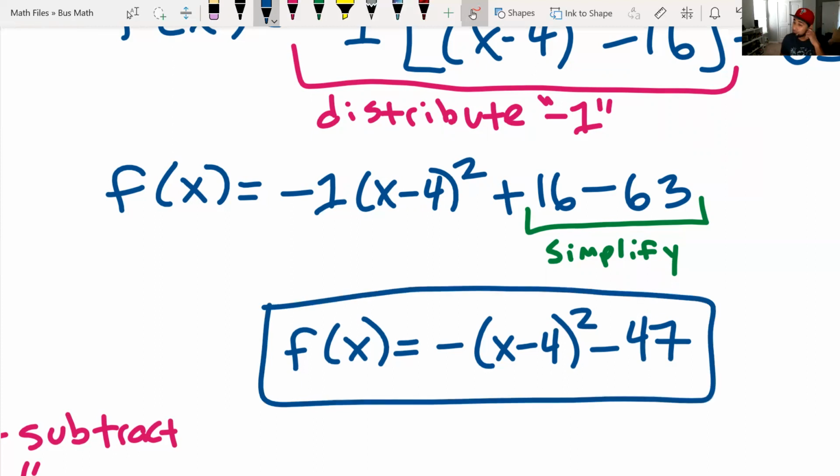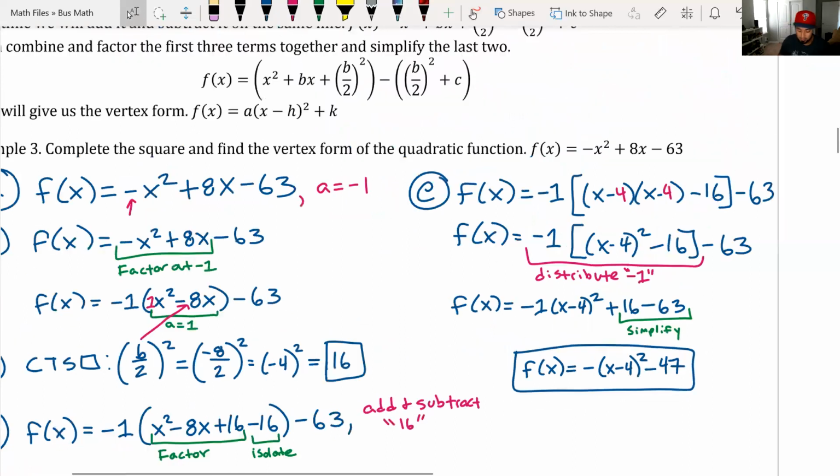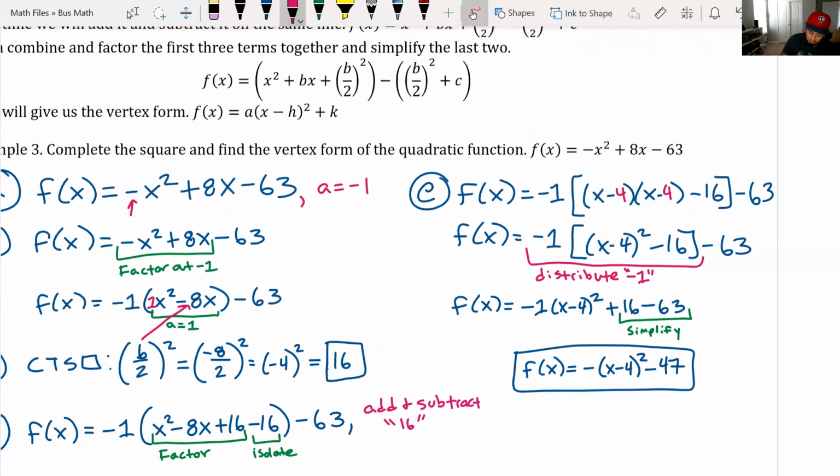And we now have taken the standard form of a quadratic function and changed it into vertex form for a quadratic function, all by the completing the square process. Awful, I know, but we're gonna need it for this section. Okay.